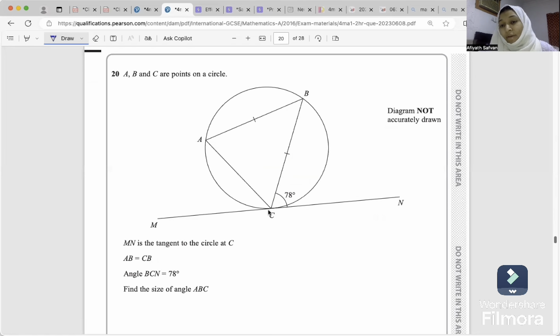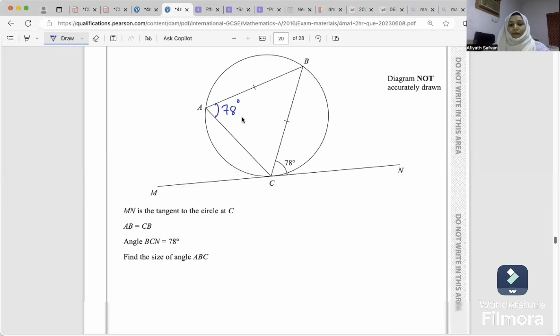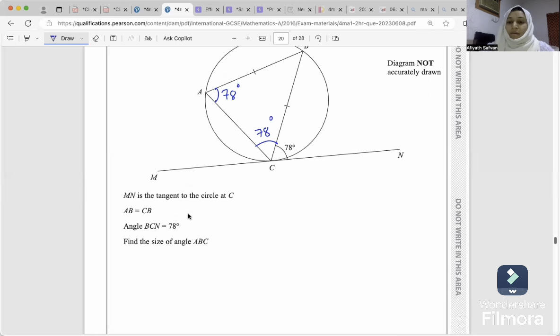So the very important rule we are going to use here, look at this 78. So this angle is also going to be 78. And if this is 78, since AB is equal to CB, this angle is also going to be 78. And we have to use our sum of the triangle method. Therefore, 78 plus 78 plus x is going to be 180. Therefore, x is going to be 180 minus 78 times 2, which is going to be 24.